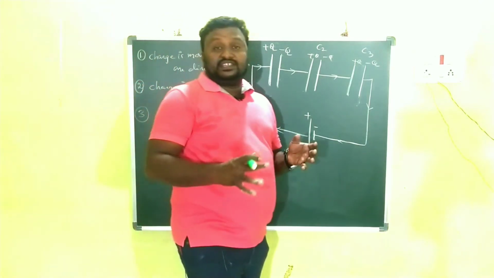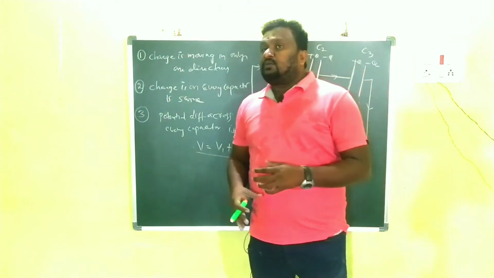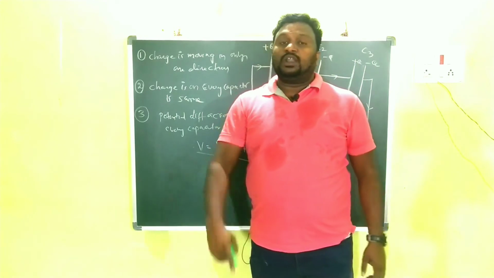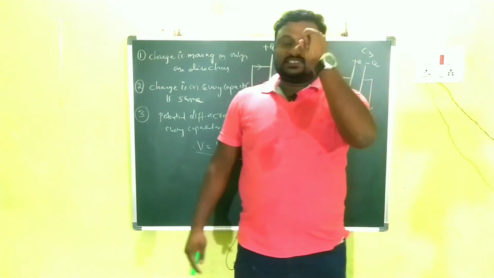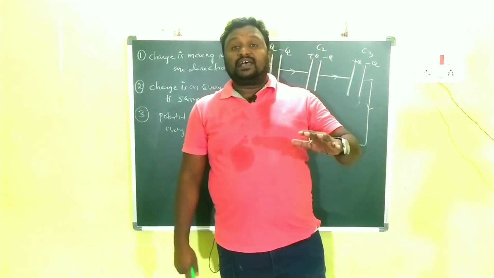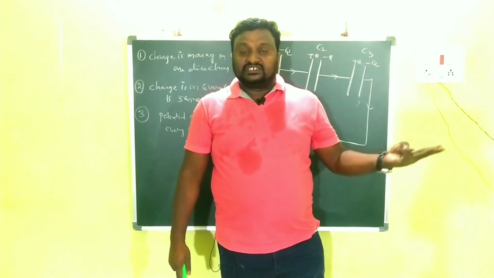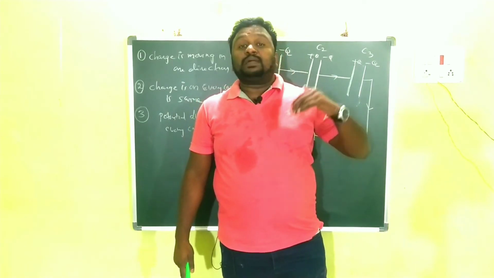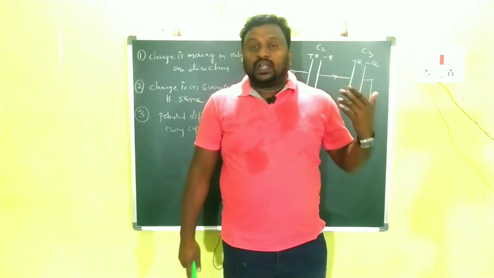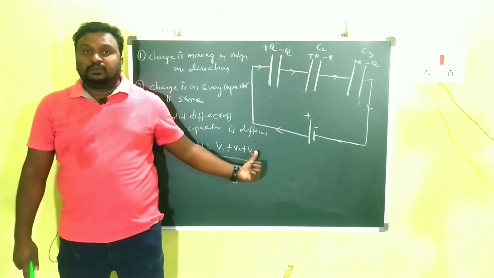Children, in series combination, you must remember these 3 points. In series combination, the charge is moving in only one direction. That's the first thing. And second thing is what? Charge on every capacitor is the same. Clear? And third one is the potential varies from capacitor to capacitor, and what condition do you have? V is equal to V1 plus V2 plus V3.